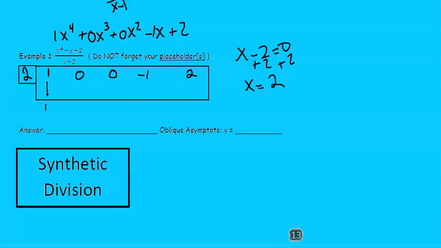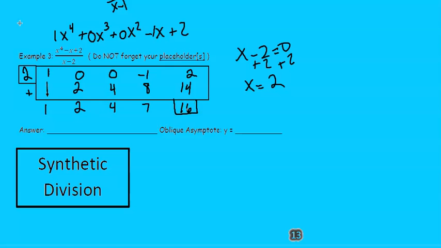Bring down the first number. 2 times 1 is 2. 0 plus 2 is 2. 2 times 2 is 4. 0 plus 4 is 4. 4 times 2 is 8. Negative 1 plus 8 is 7. 7 times 2 is 14. And 2 plus 14 is 16.